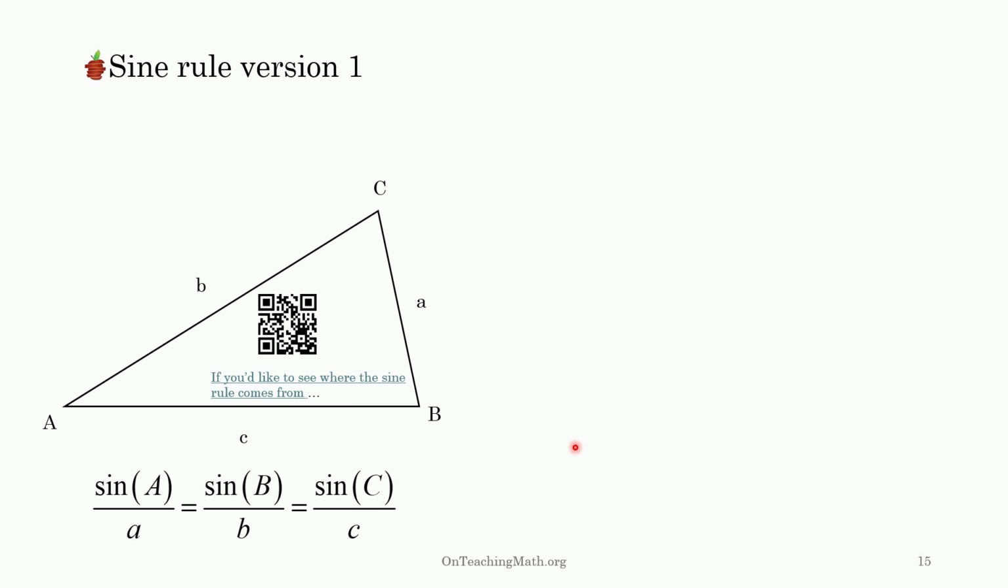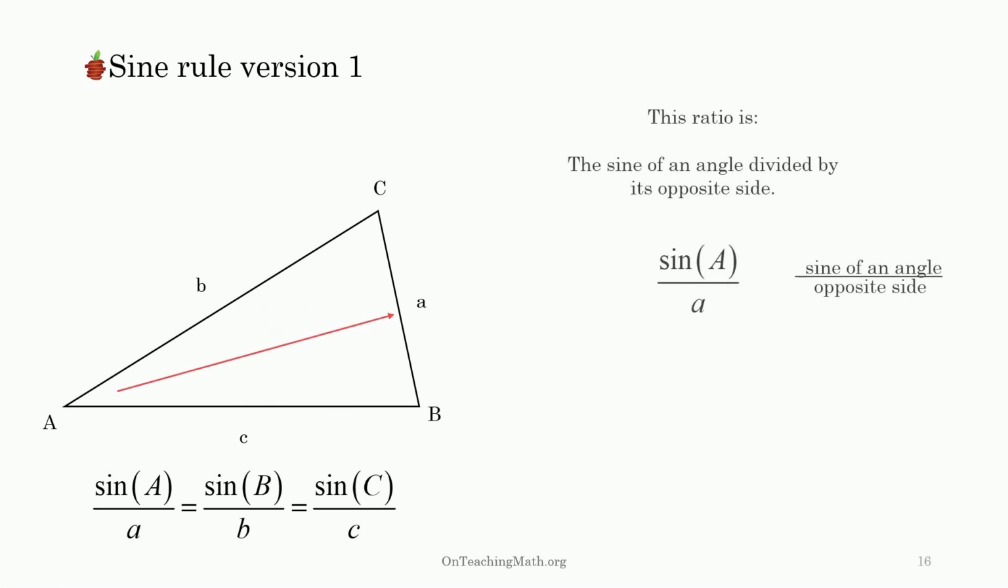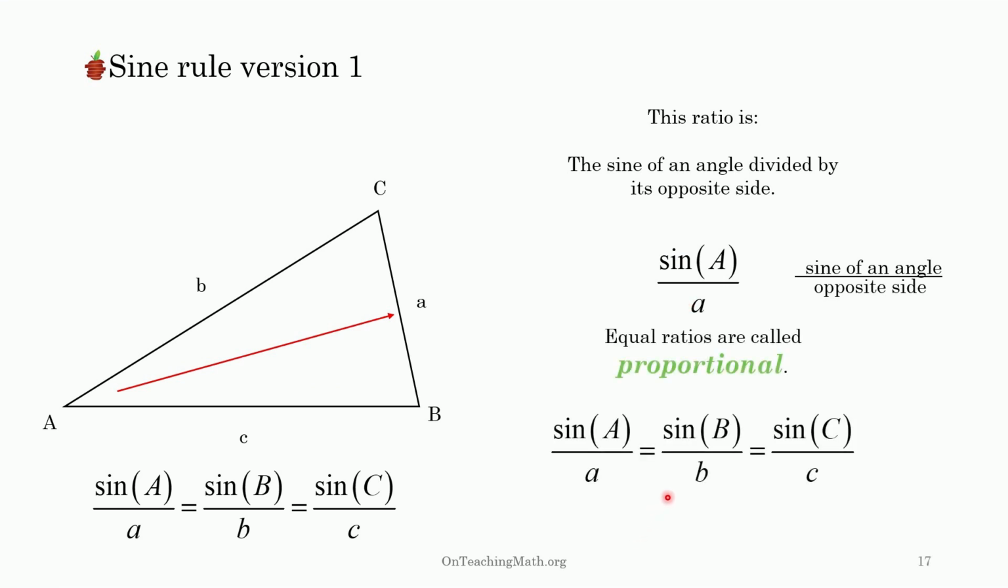But anyway, here's what this ratio is right here. These ratios right here are the sine of an angle divided by its opposite side. So got to keep that in mind. That's a ratio. These ratios are equal, which makes them proportional, right? So sine of A over a is equal to the sine of B over b. So the ratio of the sine of an angle to its opposite side is equal to the sine of another angle within that same triangle over its opposite side.